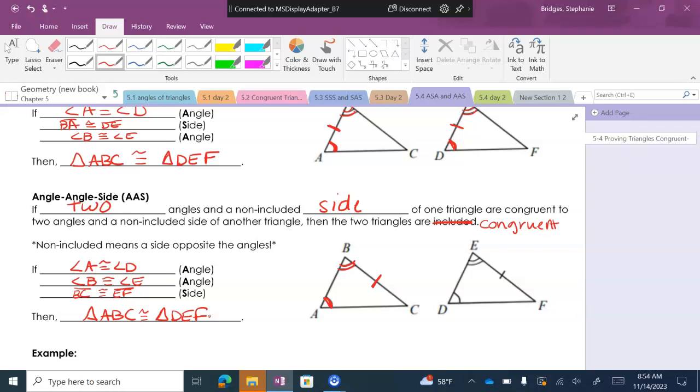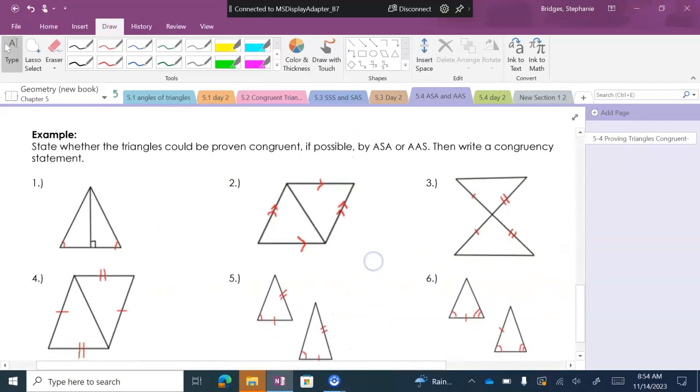We do not use any combination of angle side side, or side side angle, because that's the bad word and the bad word backwards. That should never be written on your paper. Is everybody ready? Basically we're going to be looking at these pictures and determining, are they congruent by one of those four?